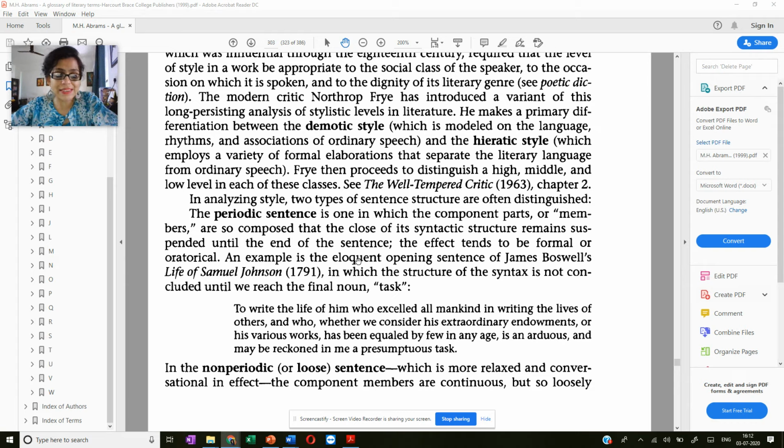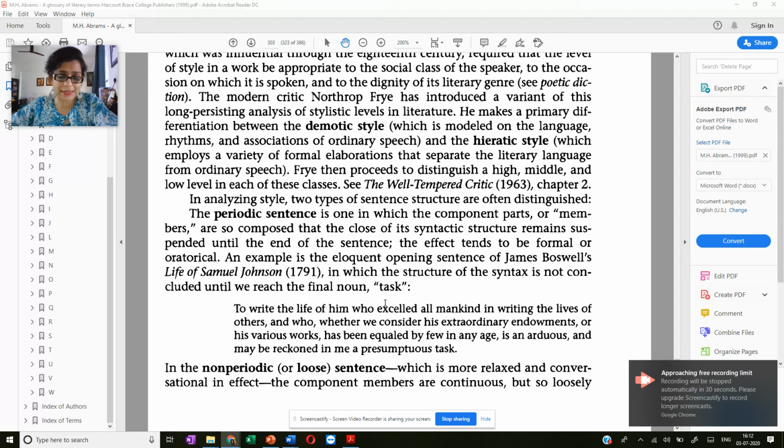And then he gives us an example from James Boswell's Life of Samuel Johnson, in which the structure of the syntax is not concluded until we reach the final noun, task. So the sentence's structural and thematic conclusion is suspended till the end, the last word, which is the noun. And I'm going to be explaining this and certain other kinds of syntactic structures in the subsequent video.